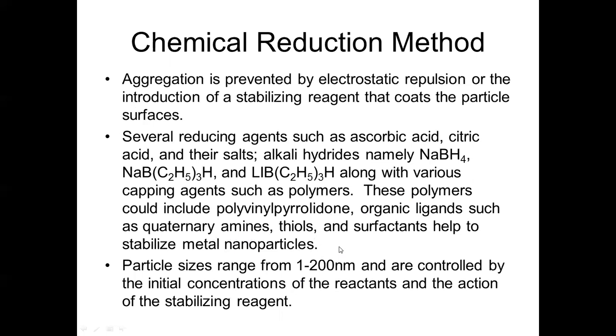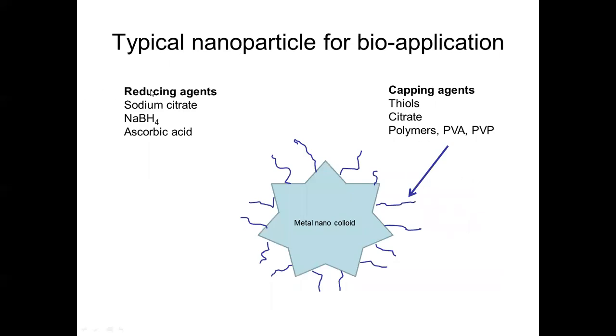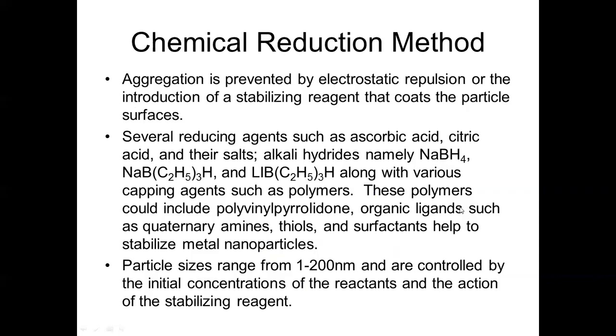Particle sizes generally range from 1 to 200 nanometers. And this is controlled by the initial concentration of the reactants and the action of the stabilizing reaction. So in our last example, we would grow our gold nanoparticle until the citrate would actually cap this outer core and then stop the growth of the nanoparticle from the salts.